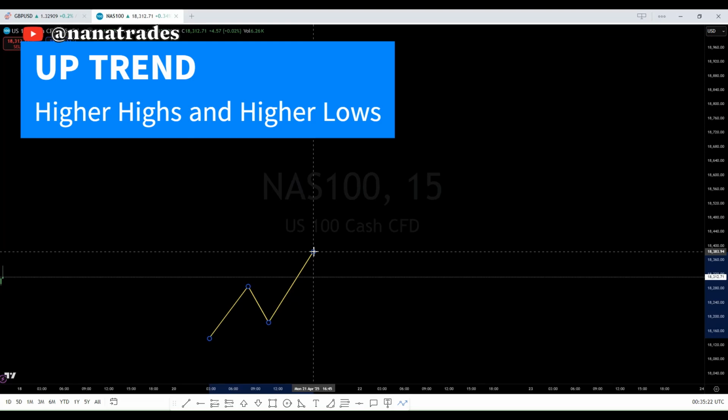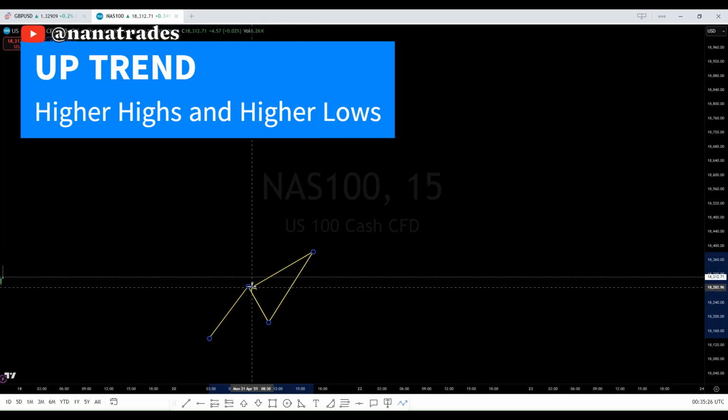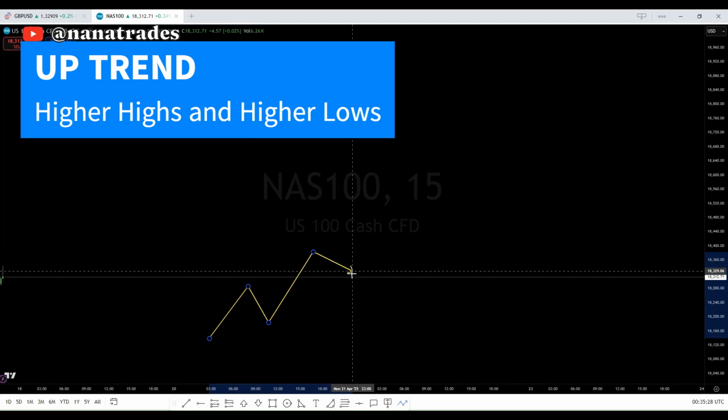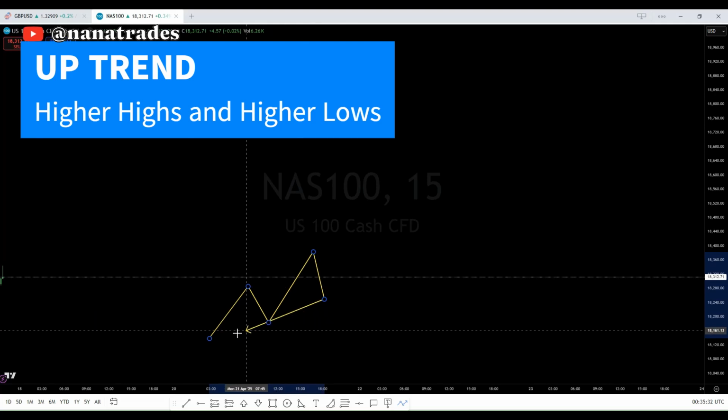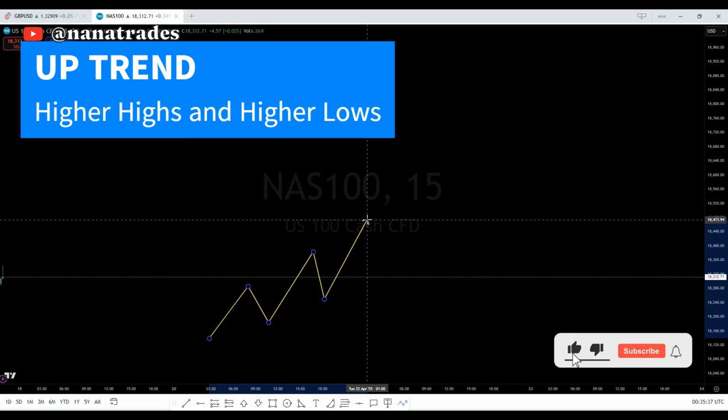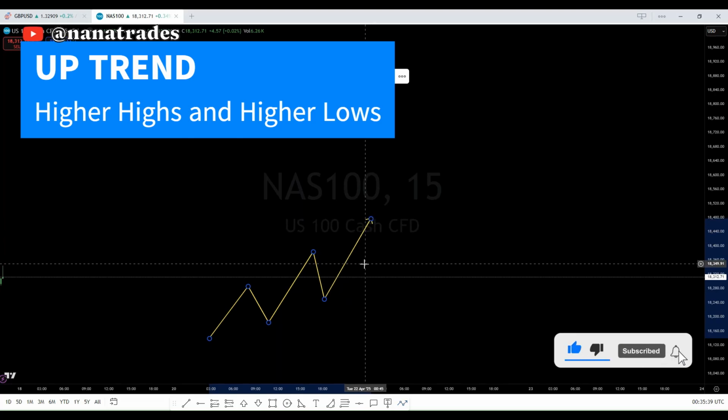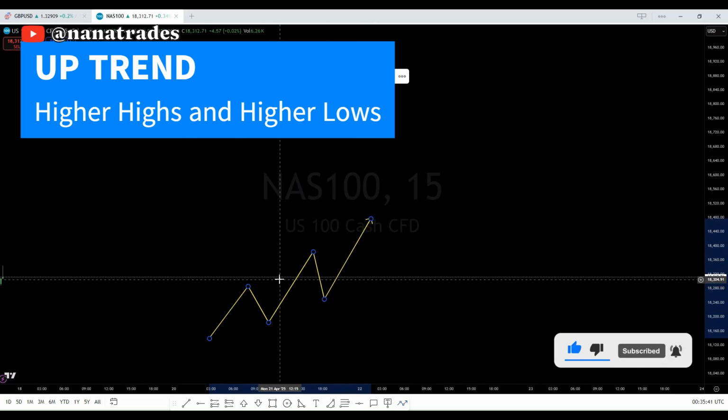When we say a higher high, we mean that this recent high is above the previous high that the market made. Comes down to create a low which is higher than the previous low. Then goes ahead to create another high. When this happens, we say that the market is in an uptrend.